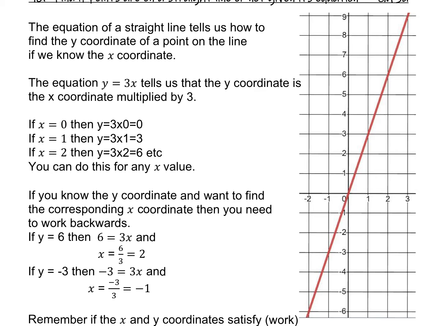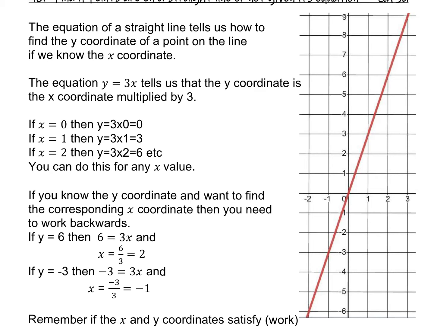These points can then be generated, and you can draw a straight line from them. So x is 0, y is 0, you can see here. X is 1, y is 3, you can see that here. X is 2, y is 6. There on the line.